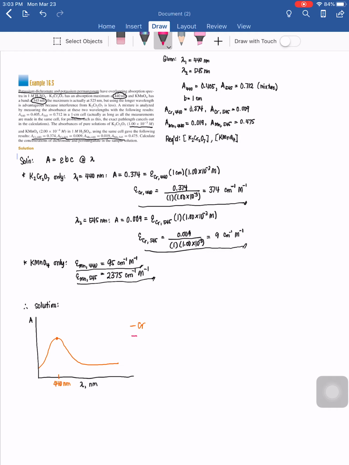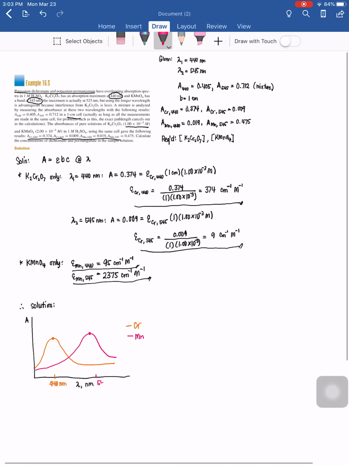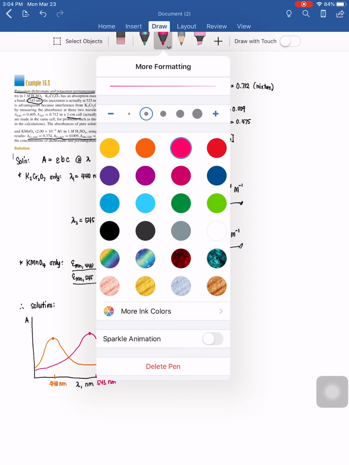For my potassium permanganate, I should be able to generate a readout that looks like this if there was no potassium dichromate present. So its highest point is located at 545 nanometers. So this is the graph when our solutions are pure, i.e. when they are not mixed together.